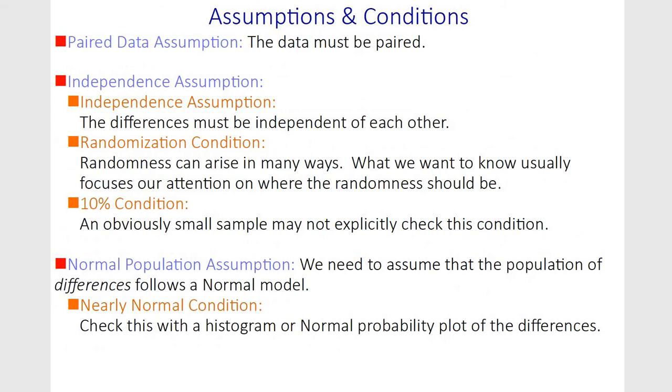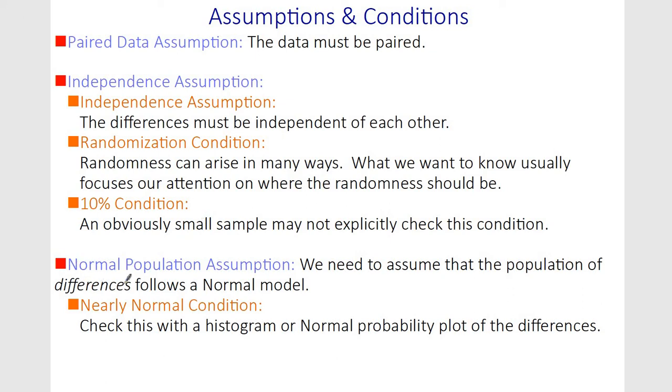And of course, there's always assumptions and conditions. Of course, we have to have the paired data assumption, so that's one of them. Then you have your independence assumption, so make sure it's independent, make sure it's random, and the 10% condition doesn't have to be explicitly written, which means it has to be stated if it's an obviously small sample. But keep that in mind on your larger samples that you want to put that down.